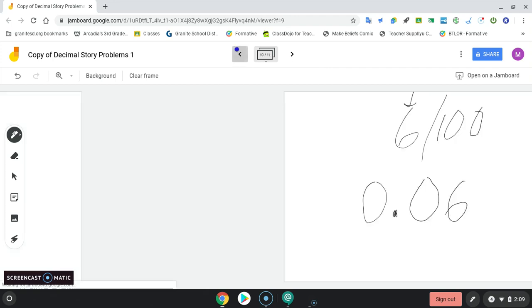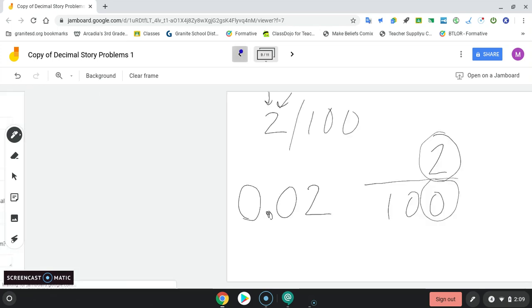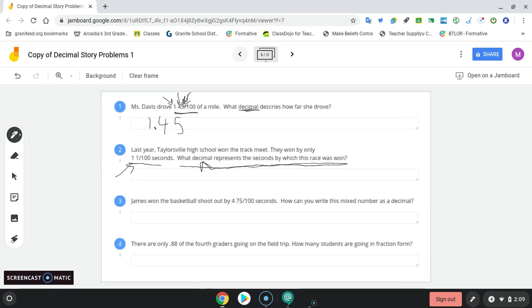All right, so back to this. 1 and 1 hundredth. You'd have your 1, because it was 1 whole second, and then your decimal point, because then you're talking about this fraction as a decimal. This 1 is in the hundredths place, so you would need to hold your tenths and make sure you put it in the hundredths.